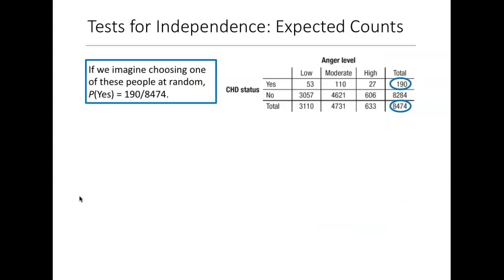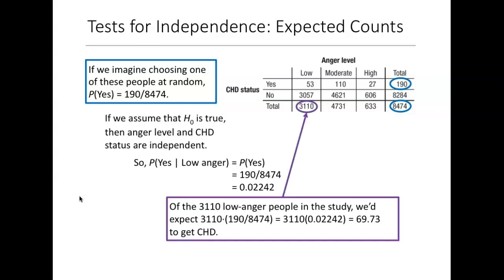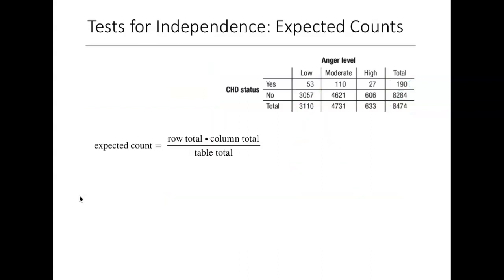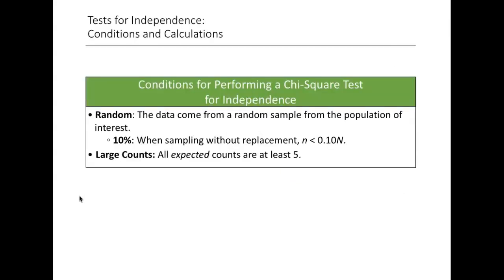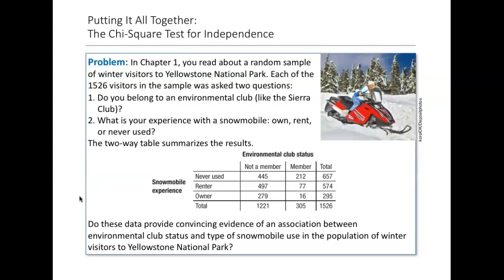Everything else about this test is the exact same. The conditions that you check are the same. The way you calculate the p-value, the chi-square test statistic is the same. But now you're just looking at a single population. So you only have one population to check the 10% condition on. Your large counts, you still need to write down that matrix.